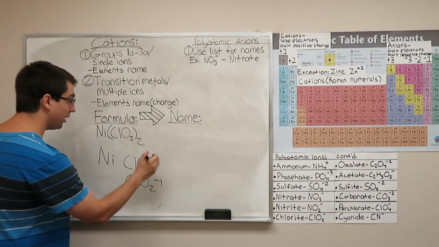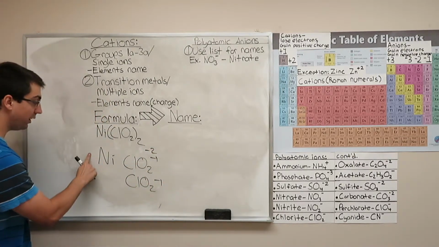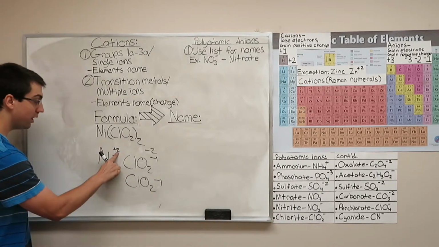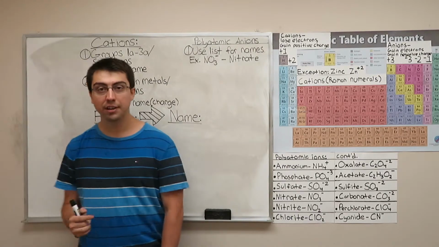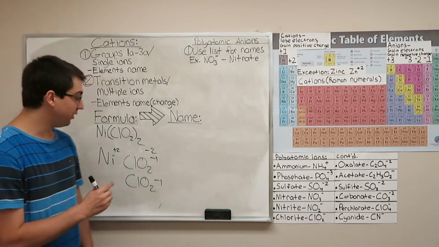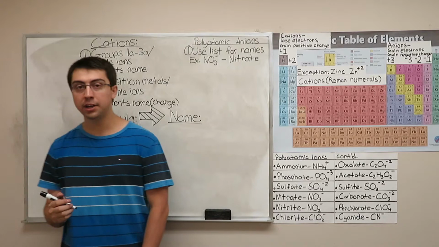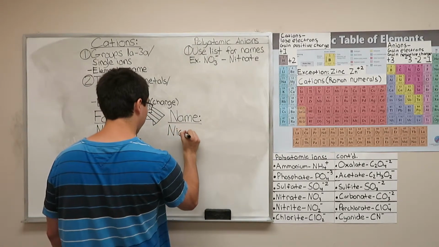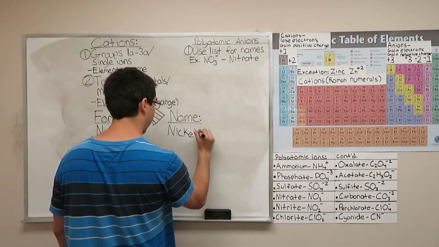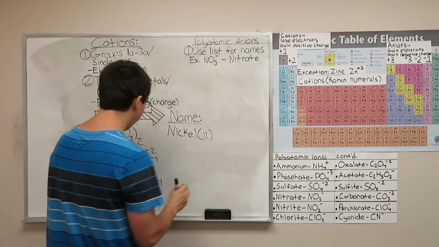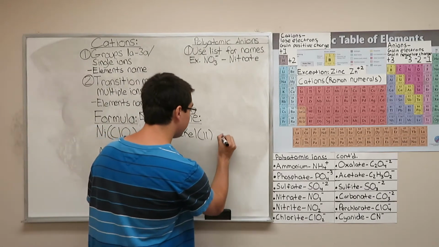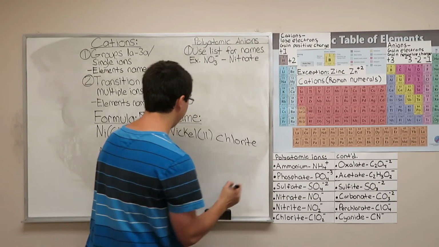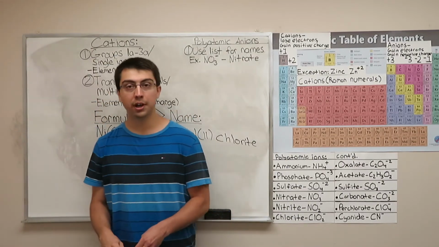The -1 plus -1 is -2. We want this nickel to balance out with these 2 chlorites. If this nickel carried a +2 charge, the +2 and -2 charges would balance each other out. And since this nickel has a +2 charge, we're going to name it nickel(II). And then ClO2 is chlorite. And the name is nickel(II) chlorite.